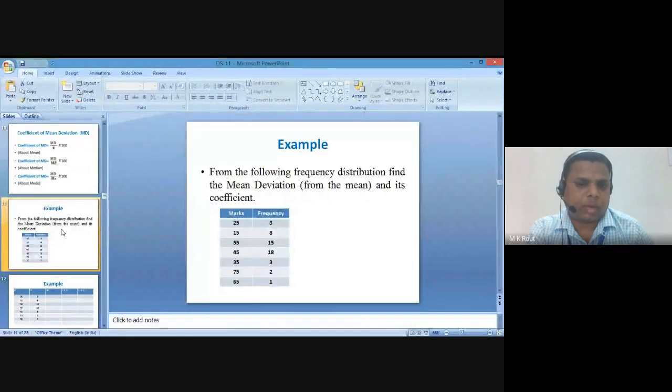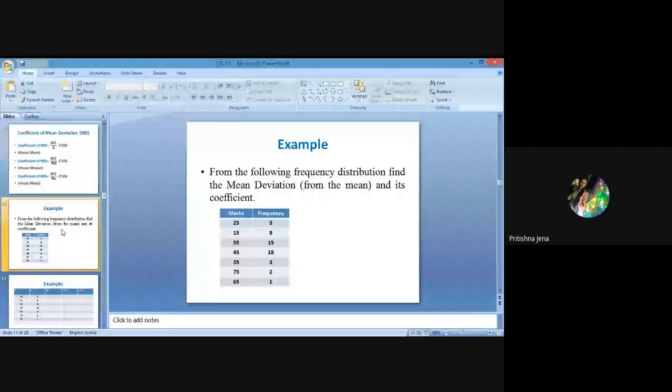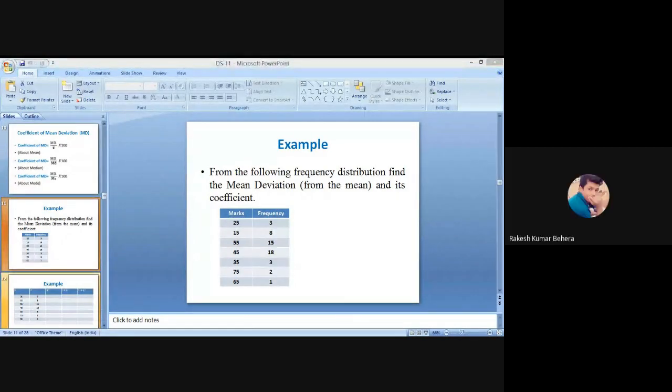So which type of problem is this? Anyone? Does it belong to individual series or discrete series or continuous series? Yes, anyone? Individual series. Who told individual series? Discrete series, sir.